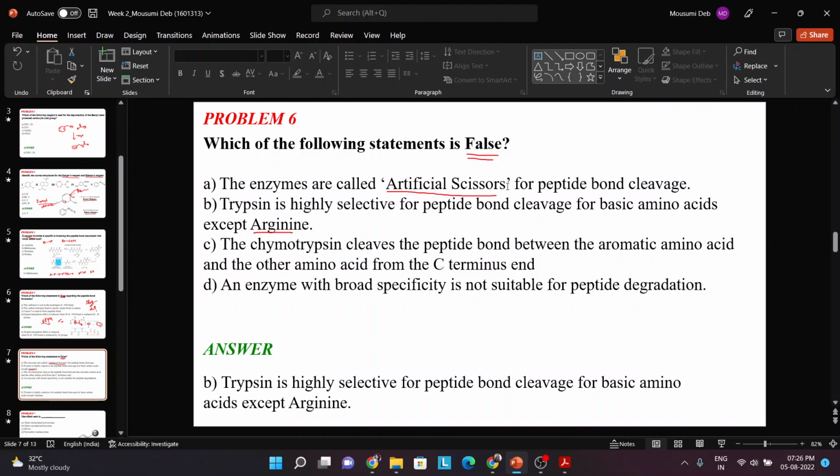Now why artificial scissors? We know what scissors do, basically they cut things. So because the long peptide chains are cut by the enzymes, they are called artificial scissors. Now the second option, which is the false option, is trypsin. Trypsin is highly selective for the peptide bond cleavage of the basic amino acids except arginine.